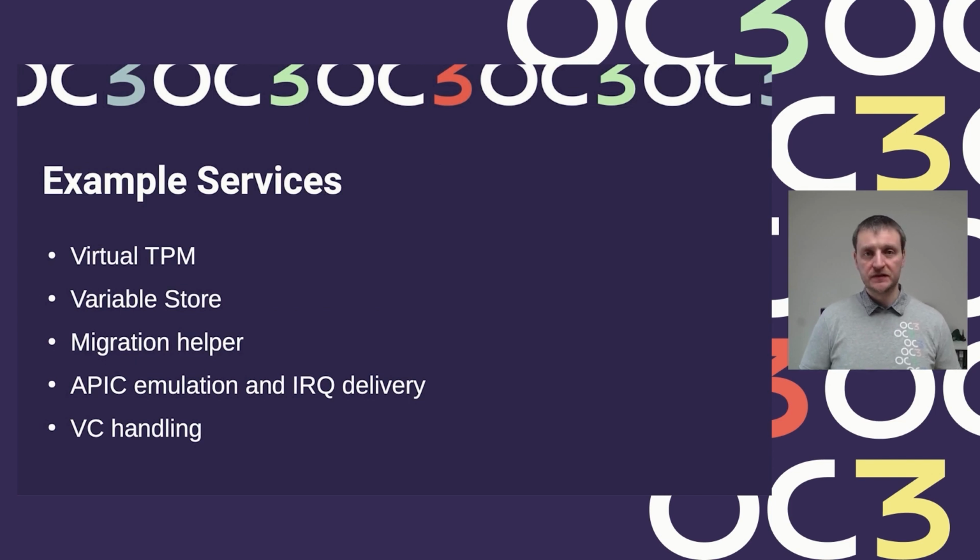What are example services that the SVSM can and will provide? The most important one and the most requested one is a virtual TPM device for the confidential virtual machine. But also a UEFI variable store is a service that would enable secure boot, a migration helper for enabling live migration, APIC emulation and IRQ delivery, so that the operating system does not need to trust the host hypervisor for IRQ delivery. And also VC handling is an important service that the SVSM can provide, moving VC handling out of the operating system to the SVSM.